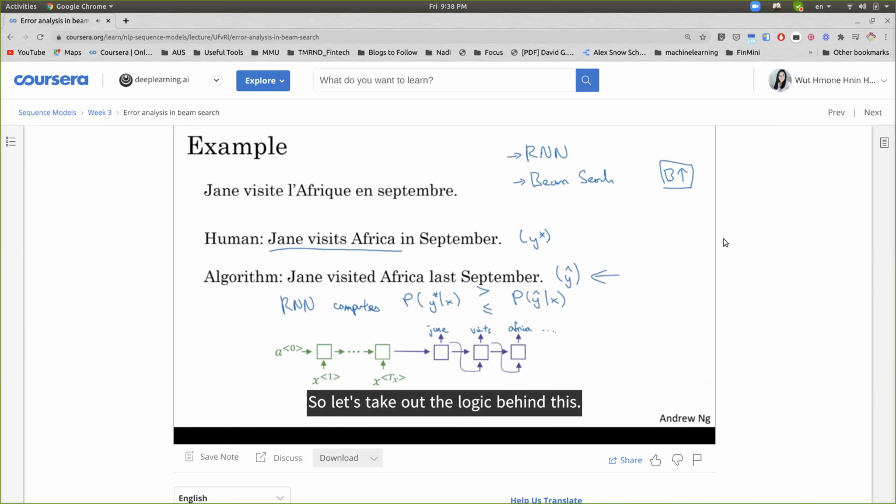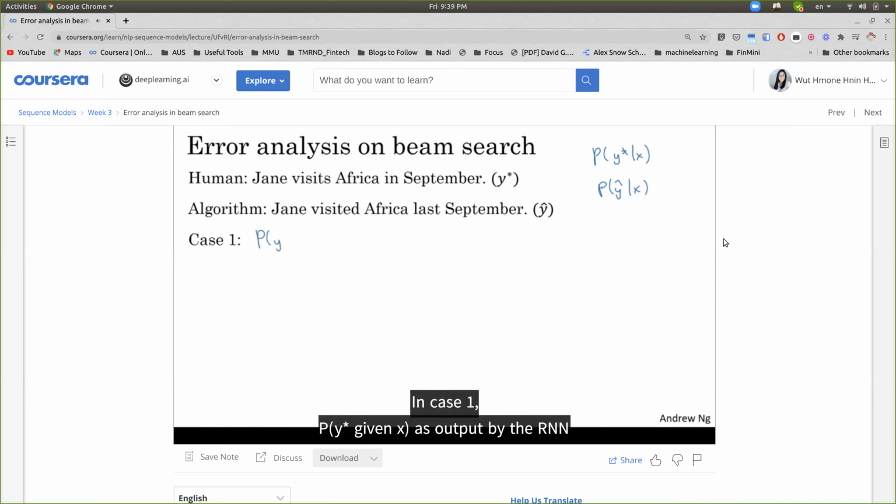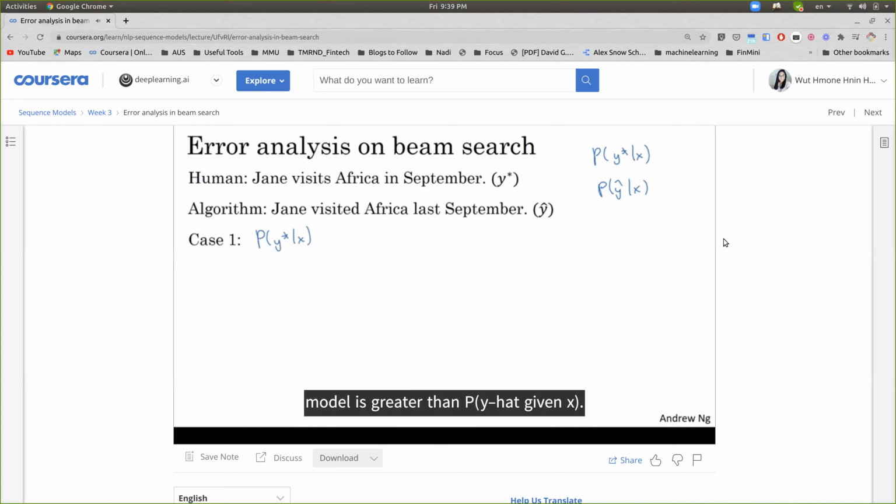So let's figure out the logic behind this. Here are the two sentences from the previous slide, and remember, we're going to compute P of Y star given X and P of Y hat given X and see which of these two is bigger. So there are going to be two cases. In case one, P of Y star given X as output by the RNN model is greater than P of Y hat given X. What does this mean?